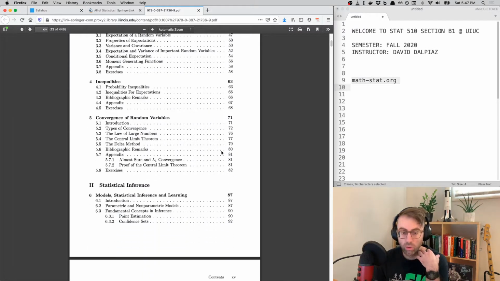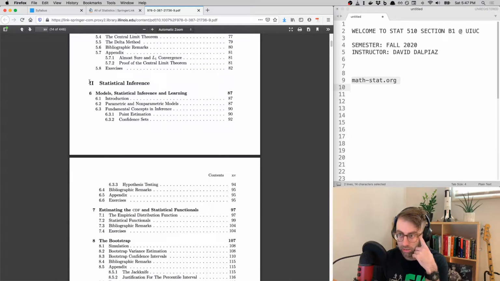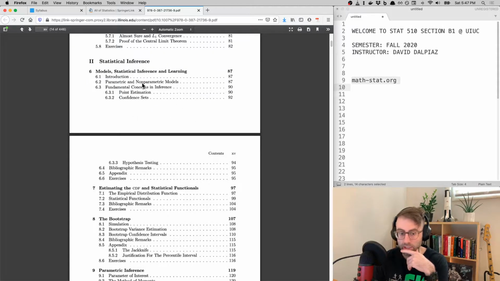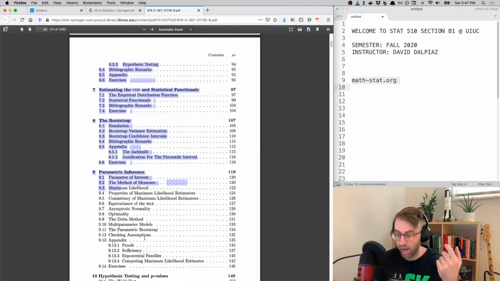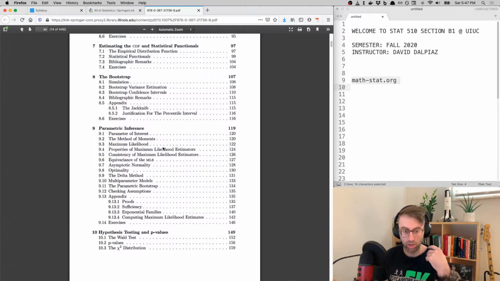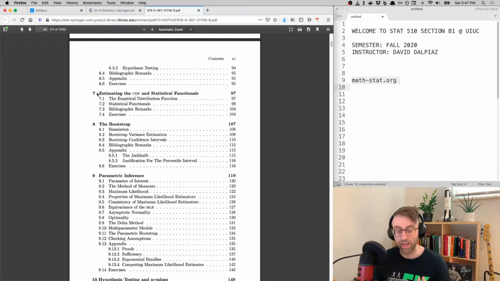Okay, so the real purpose of the course is to talk about this section 2 here in the book. Chapter 6 outlines what we're going to be doing more or less, and then chapters 9 and 10 are the heart of a traditional course in this topic. But one of the reasons I've selected this book is because it begins with non-parametric inference instead of parametric inference. So that's the first thing we're going to do.